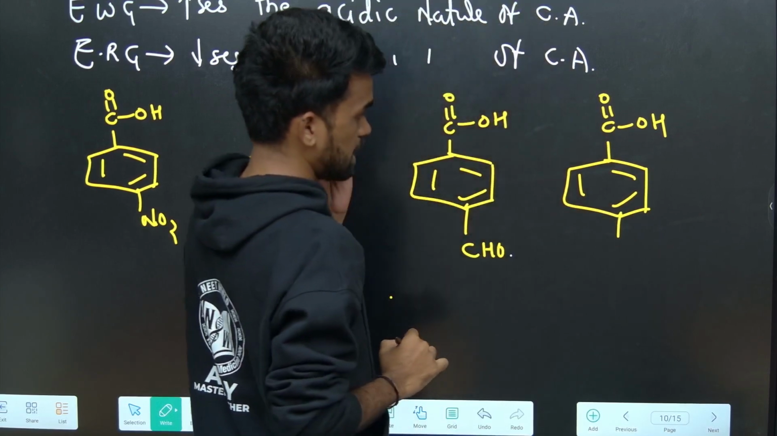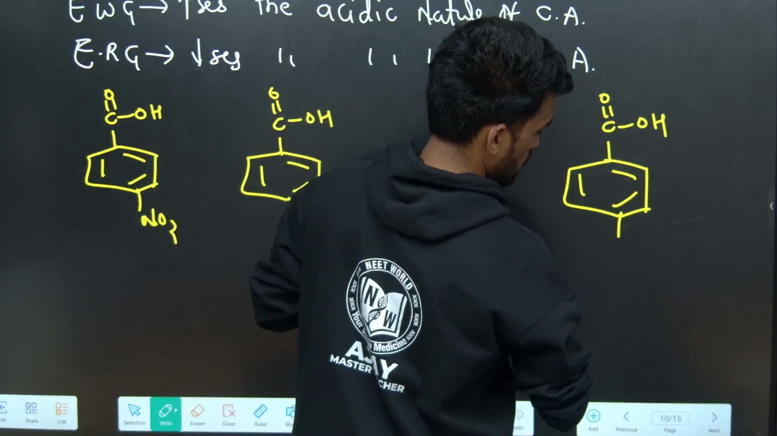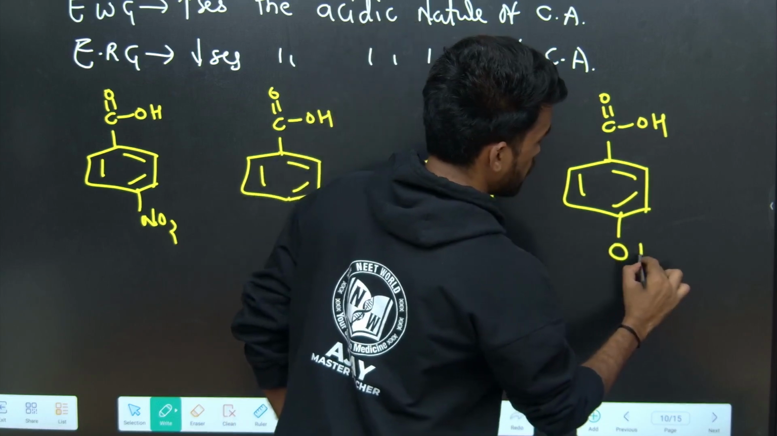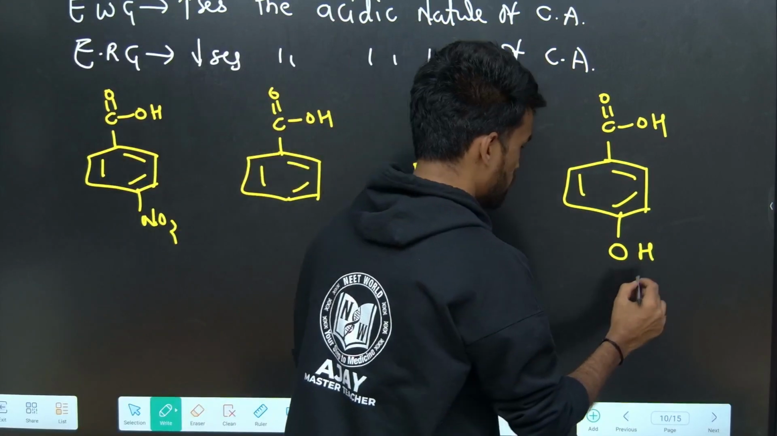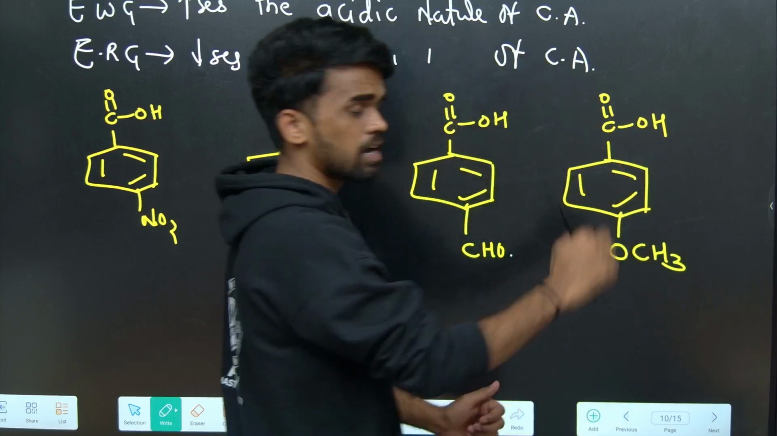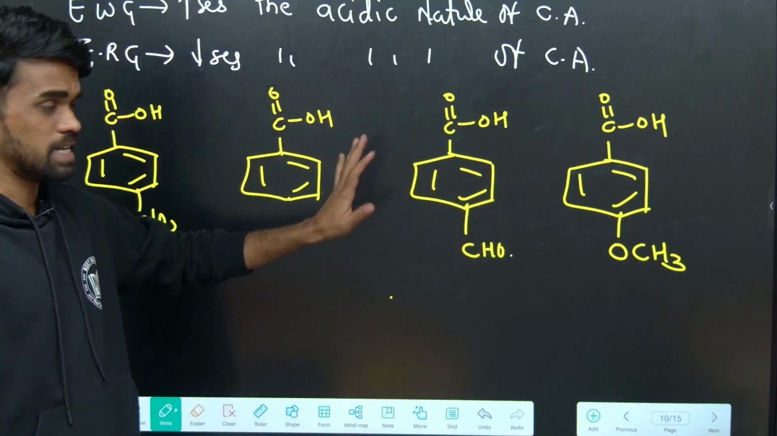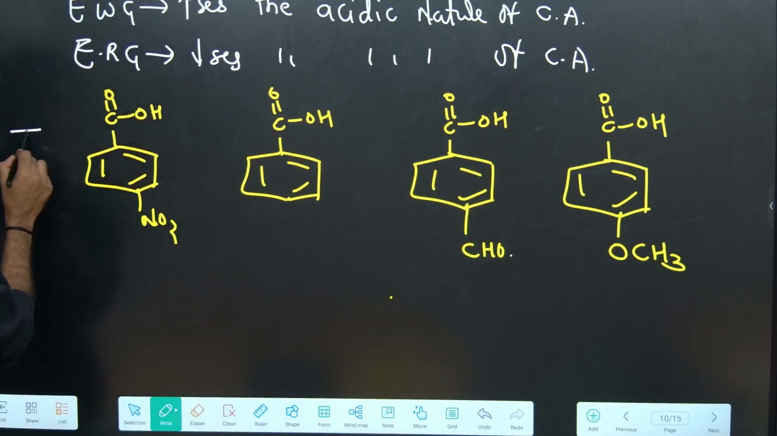Here let us insert one group, let us say one phenol group. Okay, so these are the things there. Otherwise we will take one alkyl, like an alkoxy group. So anything you can take. So let us generalize our explanation using these examples.